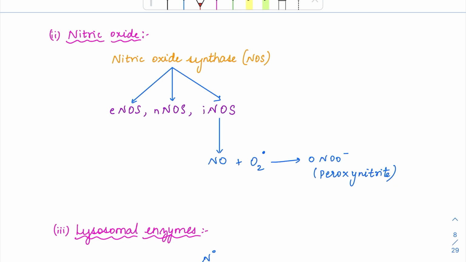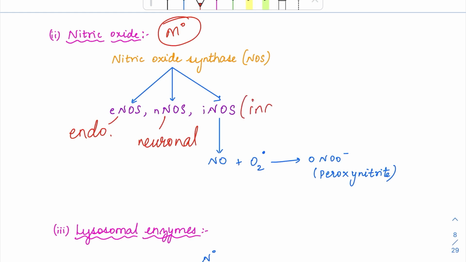nitric oxide. So this nitric oxide killing is more potent in the macrophages. There is an enzyme called nitric oxide synthase. There are three forms of this nitric oxide synthase. The first one will be eNOS, nNOS and iNOS. E stands for endothelium, so eNOS form is present in the endothelium. N stands for neuronal, so nNOS is present in the neurons, while iNOS stands for inducible.